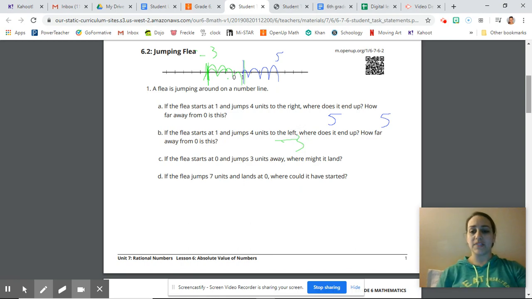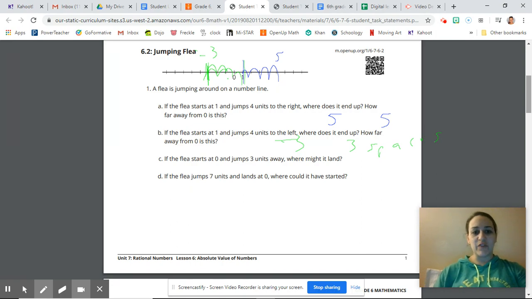How far away from 0 is this? Well, his distance from 0 is 3 spaces away. So how far from 0 is he? 3 spaces, or 3 ticks, 3 hops. Man, my handwriting looks awesome on here.